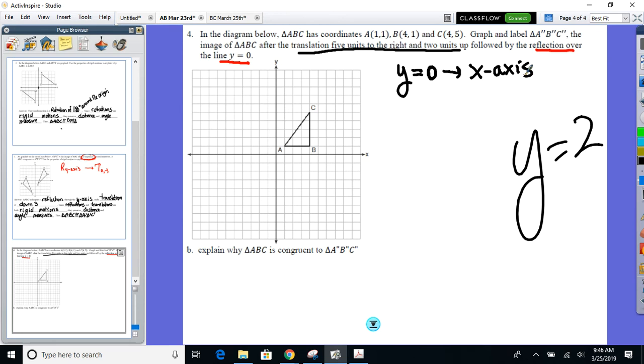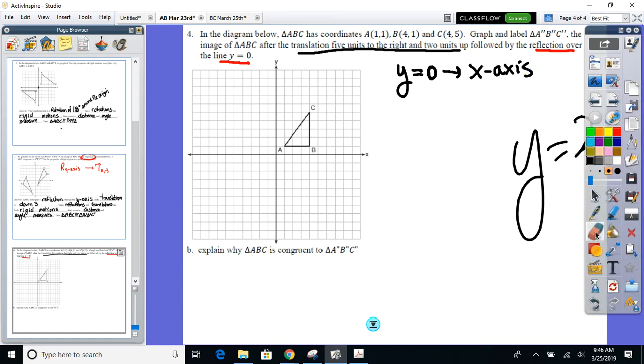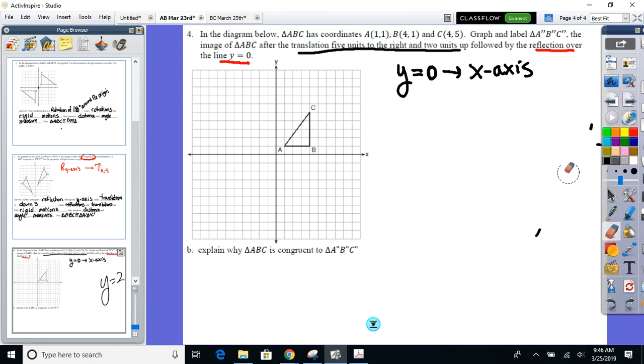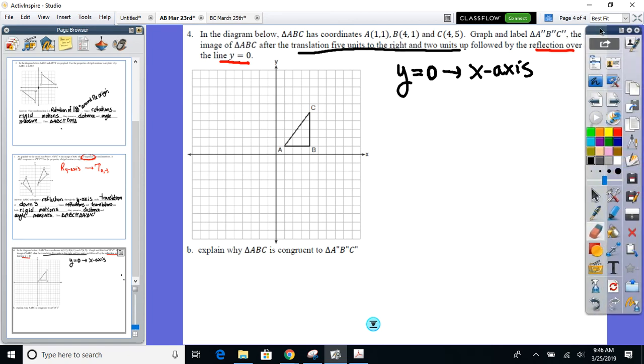So you're going to translate it 5 units to the right, 2 units up. Take that triangle and reflect it over the x-axis. Go right ahead. I'm going to ask somebody in a second for their new coordinates.